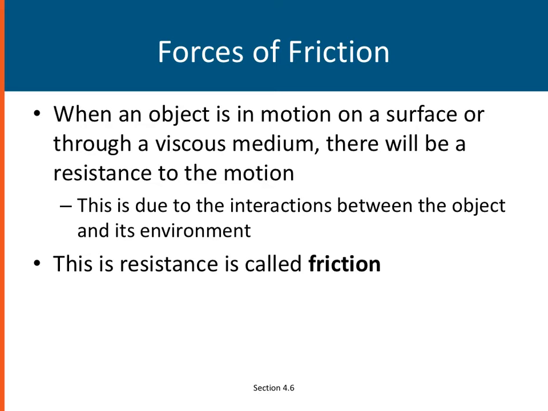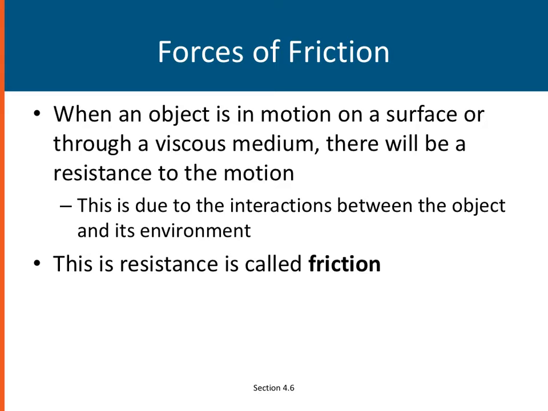In this video, we're going to start to look at the forces of friction. When an object is in motion on a surface or through a viscous medium, there will be a resistance to this motion. This is caused by interactions between the object and its environment. If you really want to get down to the root of the cause, it happens on a microscopic level with intermolecular bonds between two objects.